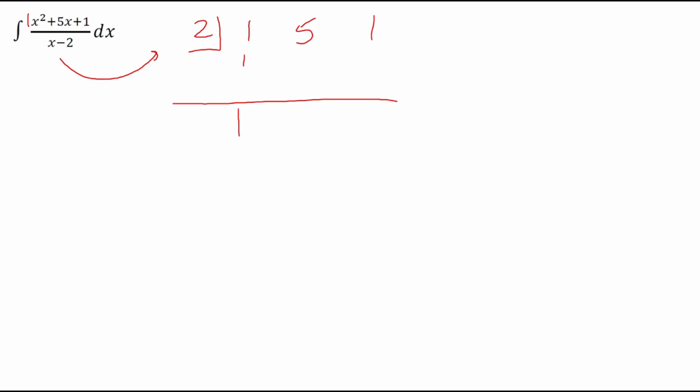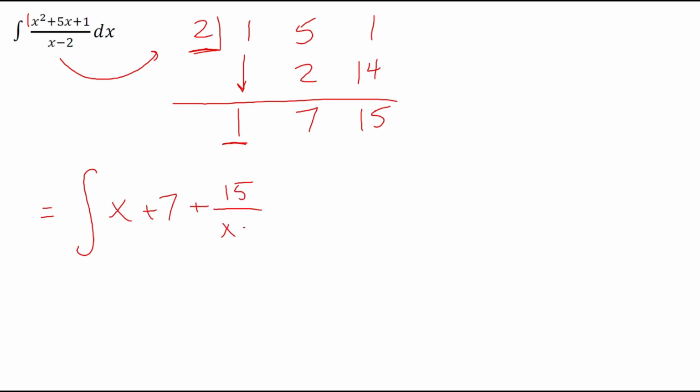We'll just use synthetic division real quick to integrate this. Bring down the 1. Multiply the 1 by the 2 that's in the box, gives us a 2. Add the 5 and the 2 to give us 7. Multiply the 7 by the 2 to give us 14. And add those together to make 15. This becomes an integral of just 1x plus 7 plus 15 over my original x minus 2 denominator. And so now we're just going to integrate each piece of this. The x becomes x squared over 2. The 7 becomes 7x. And the 15 over x minus 2 has to be done with a u substitution.